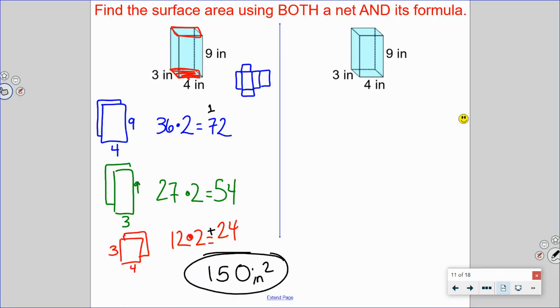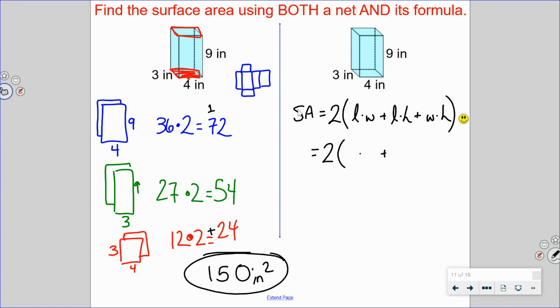Now let's carry on with the formula. Well, I'm going to write surface area of any rectangular prism is precisely double the length times the width, the length times the height, and the width times the height. Now, if you want, go ahead and pause the video. Come on back when you're ready.